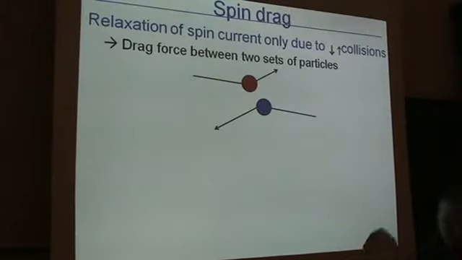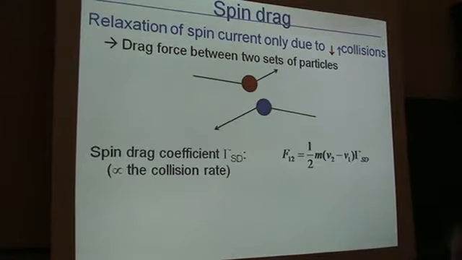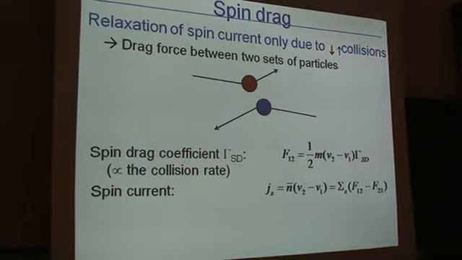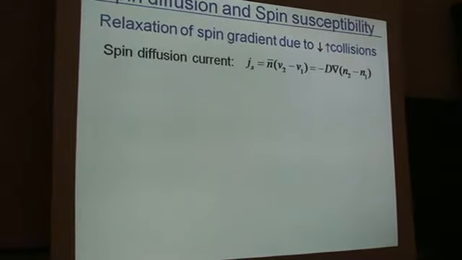The very slow evolution in the end is due to spin drag. If you have two sets of particles, they scatter, and the scattering results in a drag force, which is proportional to the average momentum change in the scattering event and how often it happens. That's given by this spin drag coefficient, and we can get this coefficient from our data.